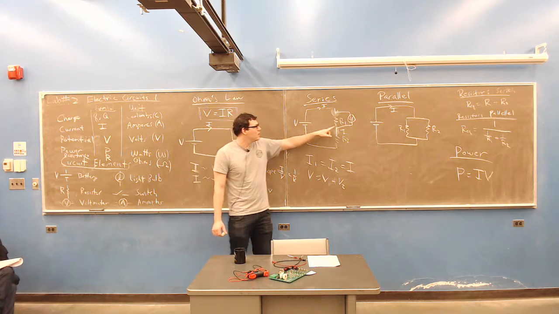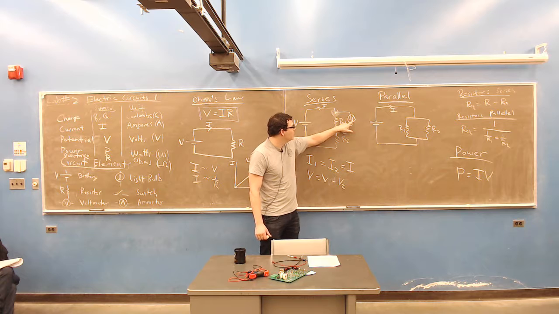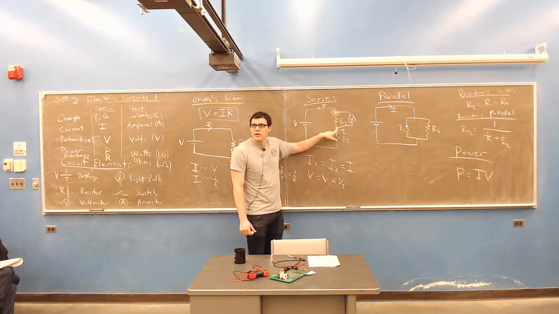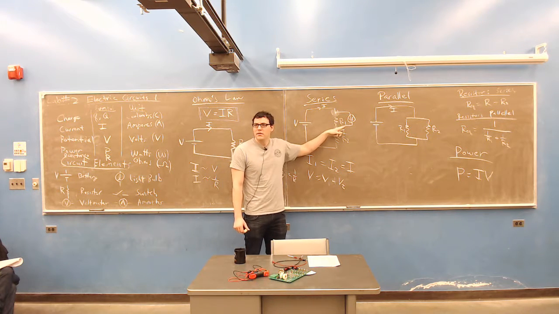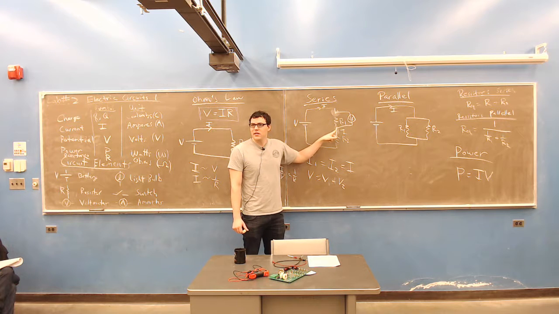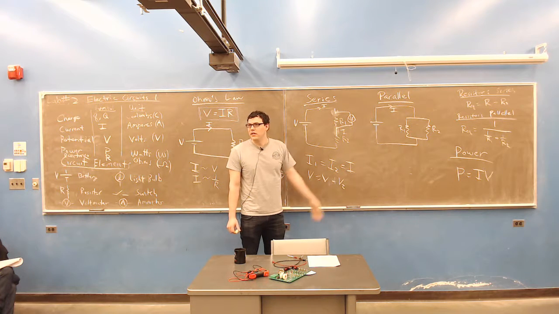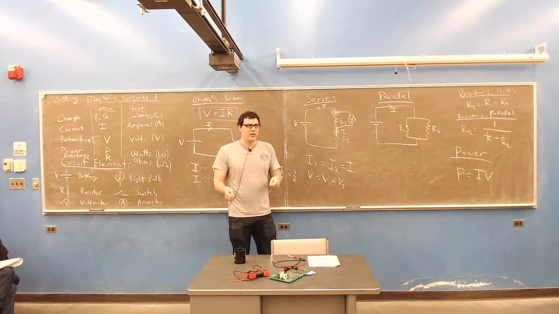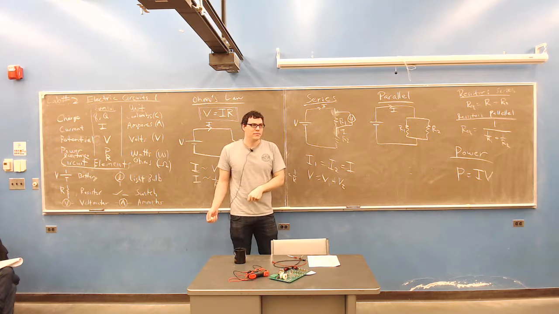All right, notice how I set up the voltmeter. It's across the element. This is called in parallel. If you put it into the circuit, it's going to give you a bad reading. Voltmeters don't like being in the circuits, ammeters do.